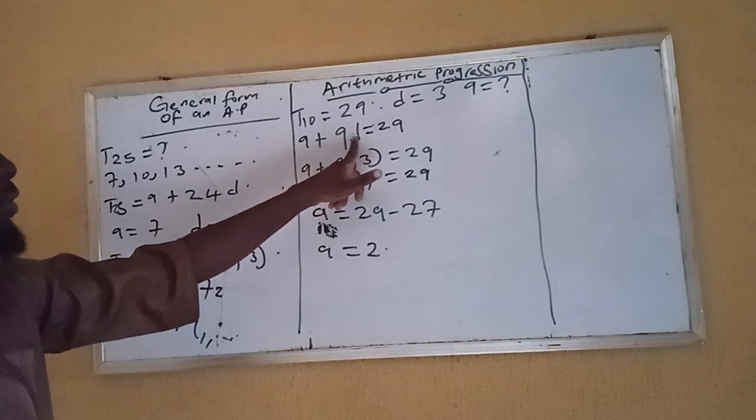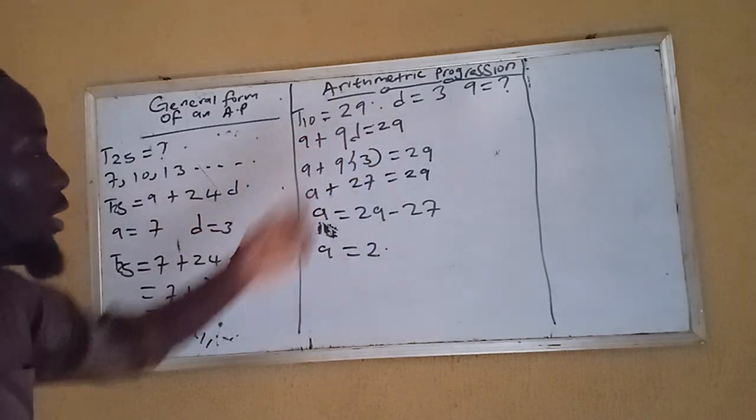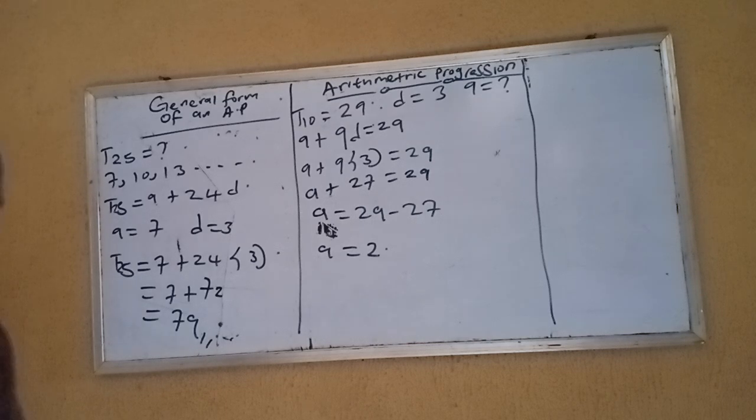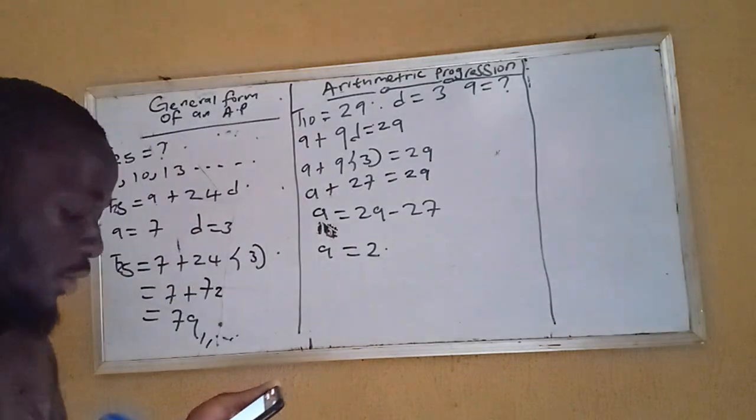To confirm the answer, go back here. 2 plus 9 times 3. You know that D is 3. 9 times 3 is 27. 2 plus 27 is 29. Perfectly correct. As simple as that. Hope you guys are following. So now, let's move to the next question.